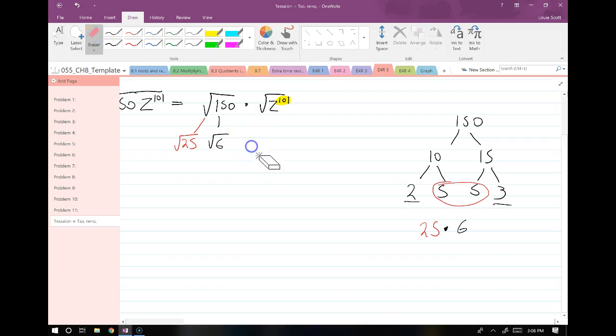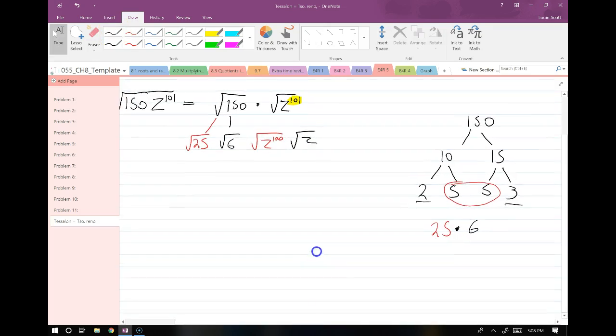Oops, I should do this in red. Z to the 100. And then plain old z splits off too. We can't simplify the stuff in black, so it just stays there. I can simplify the stuff in red, so I'm going to do that. The 25 turns into 5.